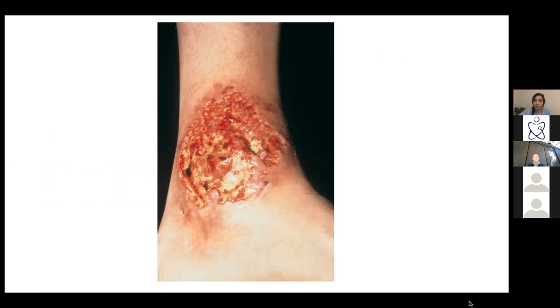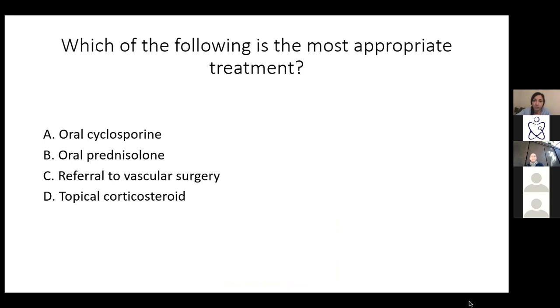About 50% of people have voted, so I'll give another 10 seconds. Okay, so the poll is closed. For the oral cyclosporine, it was 26%. The winner was oral prednisolone at 46%, 9% with vascular surgery referral, and 20% with a topical corticosteroid. Great.